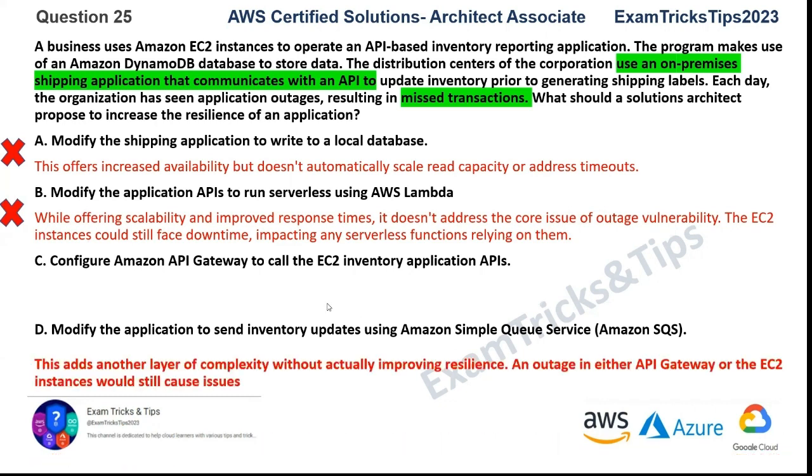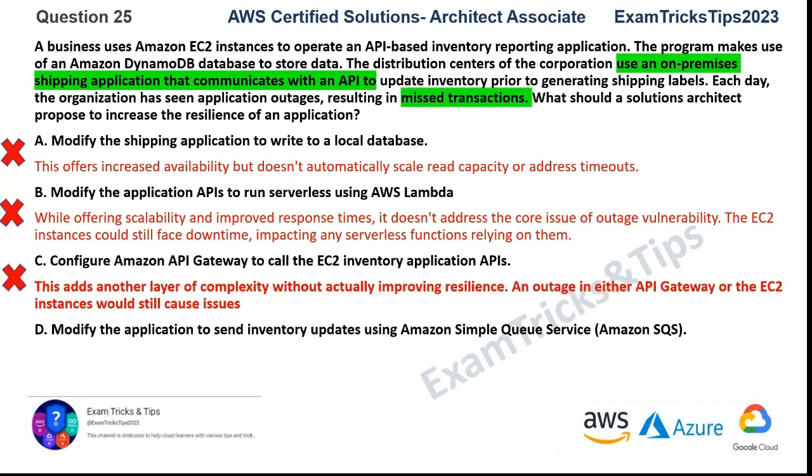That leaves us with the last option, which is option D, which we have seen in detail in the solution overview. Modifying the application to send inventory updates using Amazon SQS is the correct answer for this particular question. And I believe this was the last question of this particular episode.